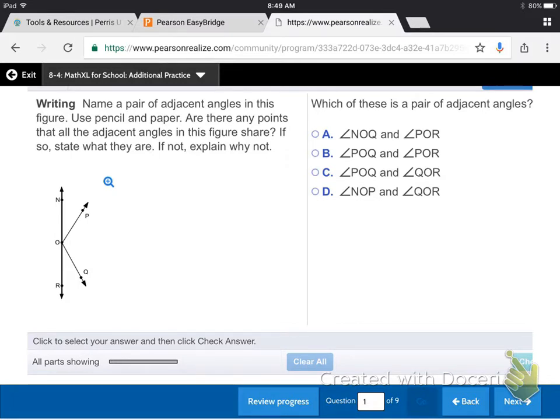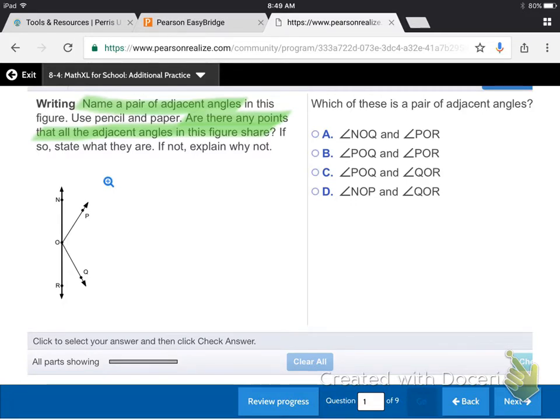And we are going to tackle this question right here. It says, name a pair of adjacent angles. And remember, adjacent means next to one another. Are there any points that all the adjacent angles in this figure share? If so, state what they are. If not, explain why not. Okay, well, here we go.